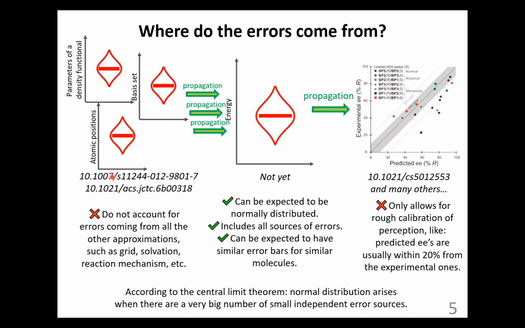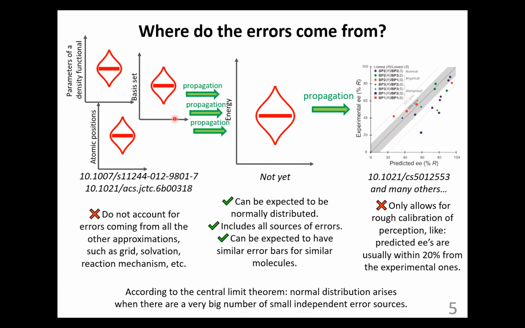Another popular approach to how scientists look at error propagation is considering errors coming from parameters of density functionals, basis sets, atomic positions. They sample the close proximity of the optimal basis sets, density functionals, positions, and look at how they affect their predictions. But this approach does not account for errors coming from all the other approximations, such as grid, solvation, everything else, which was not directly accounted for here.